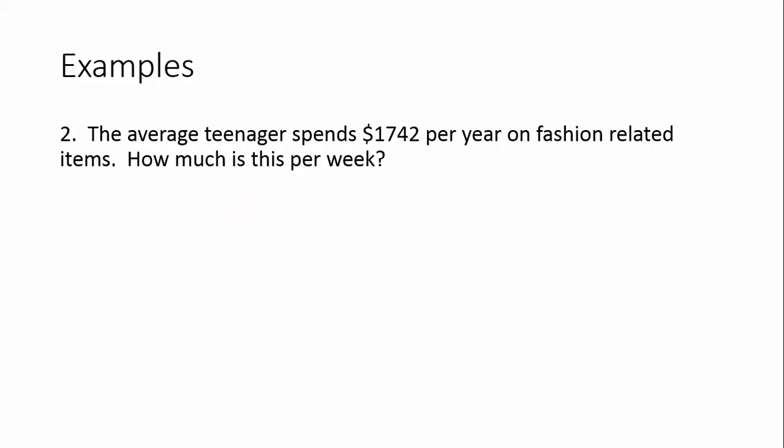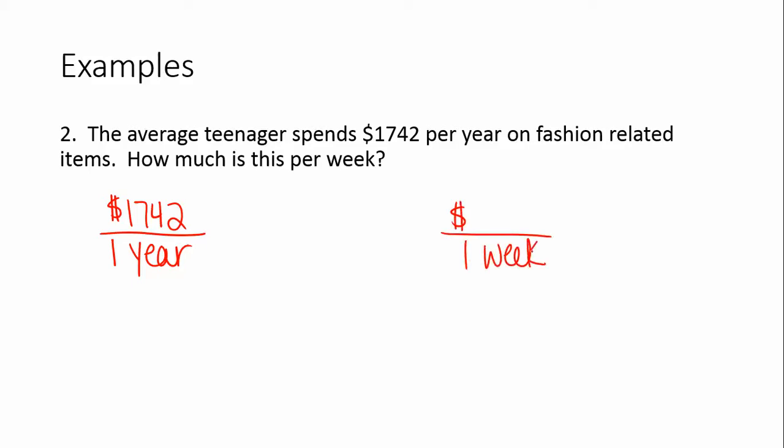We have the average teenager spends $42 per year on fashion-related items. And how much is that per week? So how much money is that per week? When you look at the conversion factor, you need to keep money the same, but we need to convert years to weeks. So you have to think about how many weeks are there in a year. There are 52 weeks in a year. And then do we want year on top and weeks on bottom, or the other way around? And hopefully you're saying you want to put the 1 year on top.